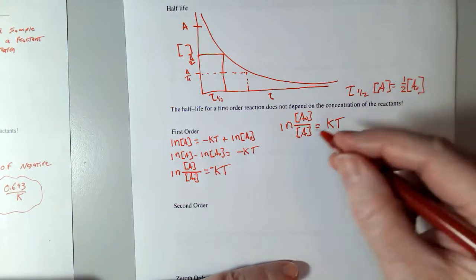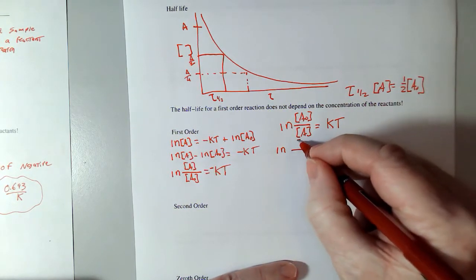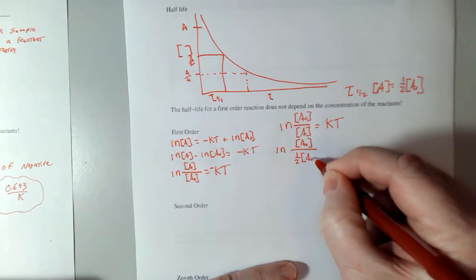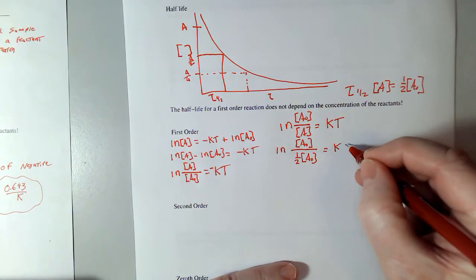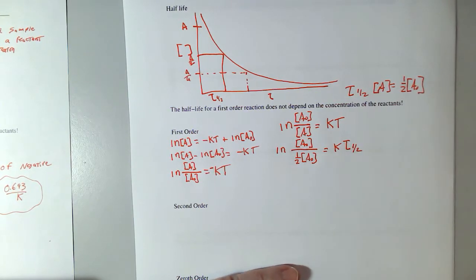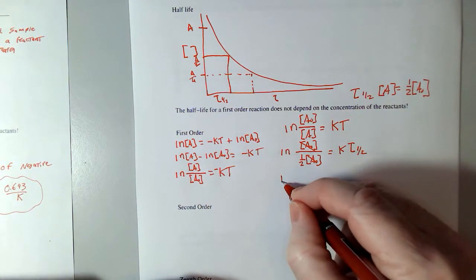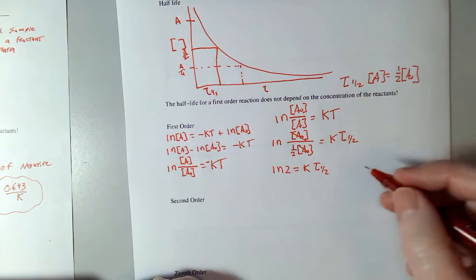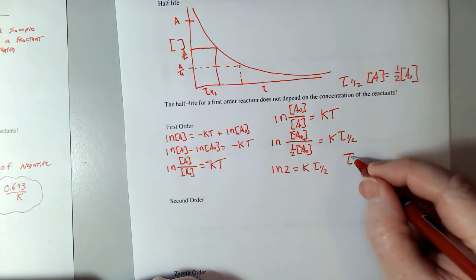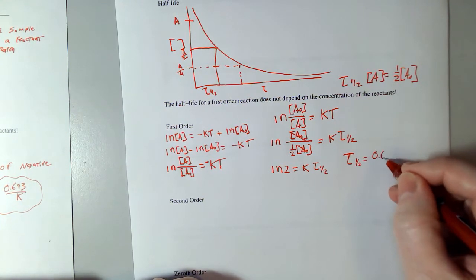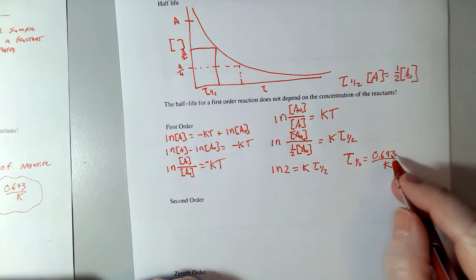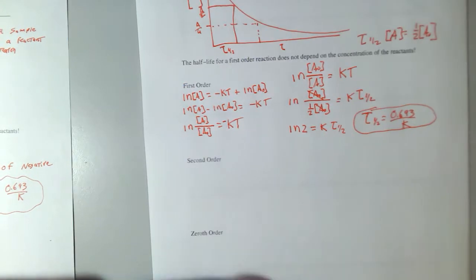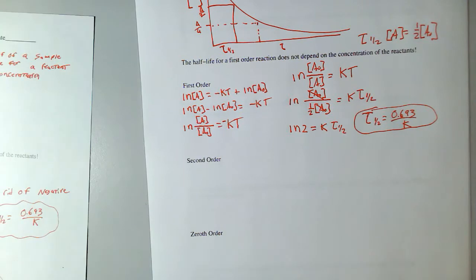So plugging this in, the ln of A naught over 1/2 of A naught equals K, and we'll call this T1/2. Well, the A naughts cancel, so I have the ln of 2 equals K T1/2, or that the half-life, T1/2, is equal to 0.693 over K, and 0.693 is the numeric value for the ln of 2. And that matches that first equation we gave for half-life back on page 5.